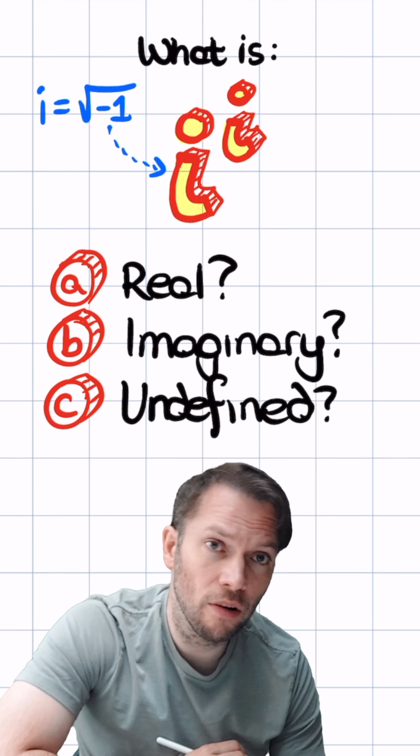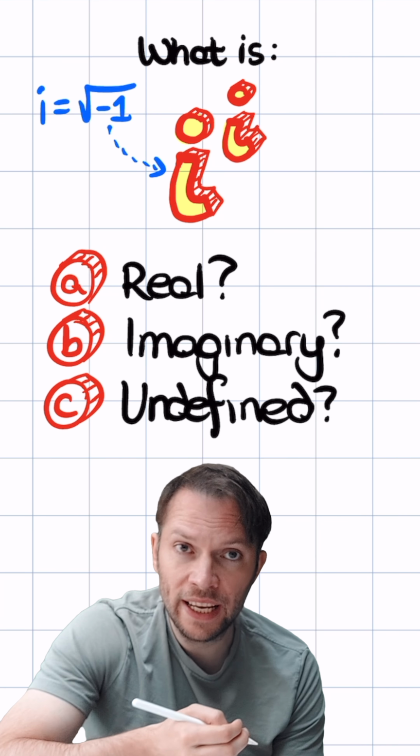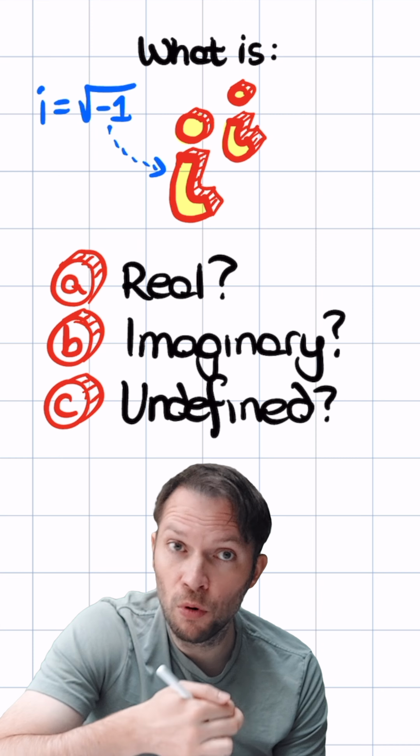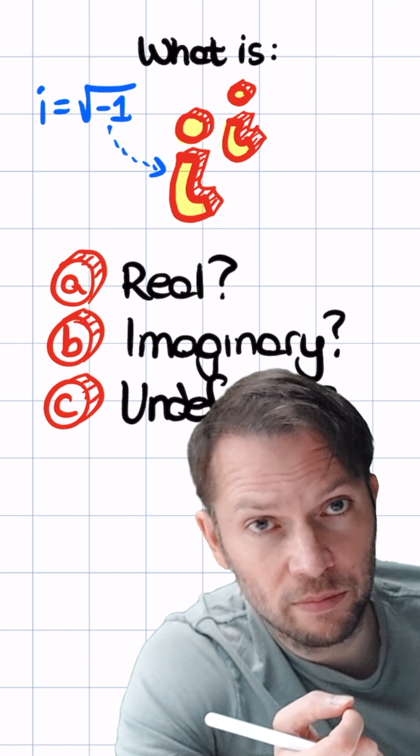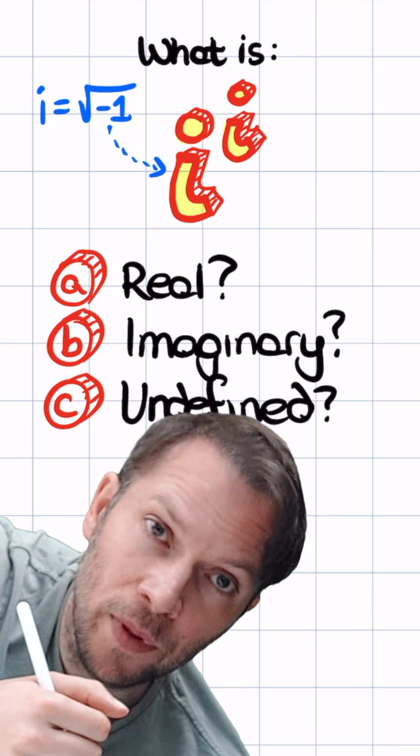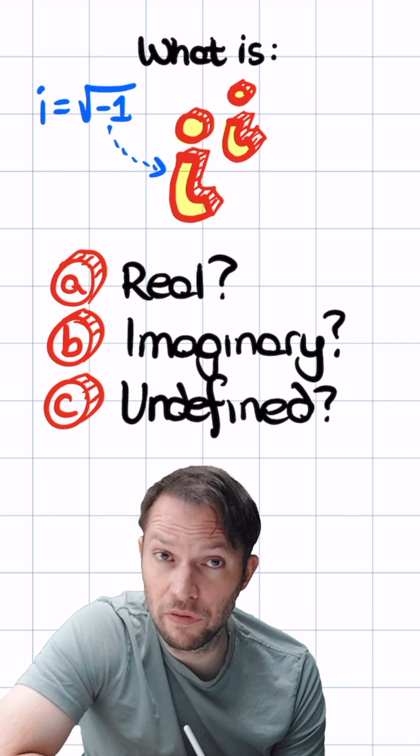What is the value of i to the power of i, where i is the square root of -1, an example of an imaginary number? Is i to the power of i real, which means it's not imaginary, or is it imaginary, or is it not defined? We're going to find out.